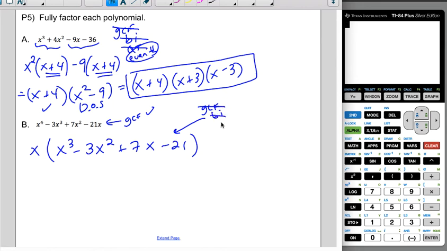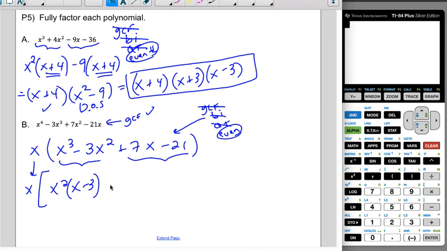It is not a binomial. It's not a quadratic trinomial, but it does have an even number of terms, so I can try grouping. So this x just sits here. In here, I group the first two and the last two. The first two have a GCF of x squared, leaving me with an x minus 3. The last two have a GCF of 7, leaving me with that same x minus 3. So there's my secret group GCF.